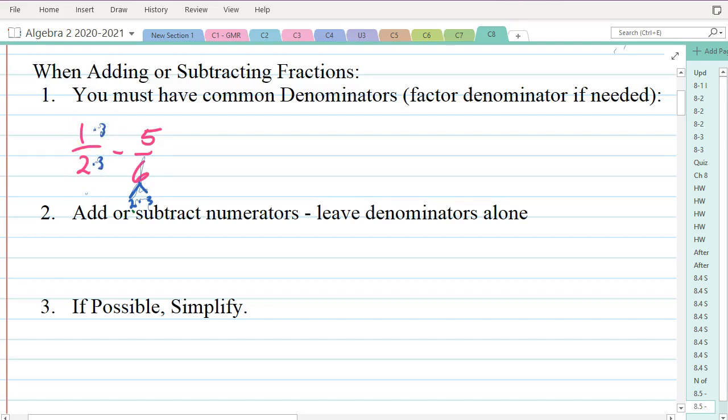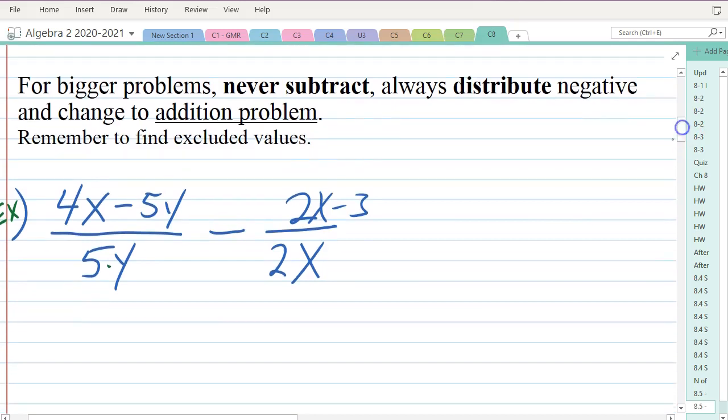Once I do that, I have a common denominator of 6, and I can write that as my common denominator. Now I have 1 times 3 is 3 minus 5, and that gives me negative 2/6. At the end, you always try to simplify or reduce. So negative 2/6 can be reduced top and bottom by 2 to give me negative 1/3. Now this was a subtraction problem, but for the bigger problems, we never actually subtract. We will always distribute the negative sign and then make an addition problem.